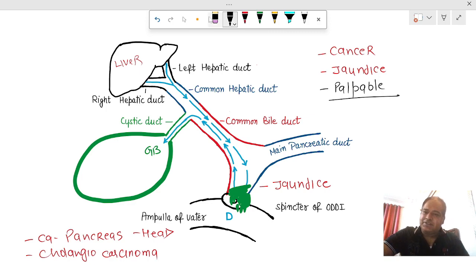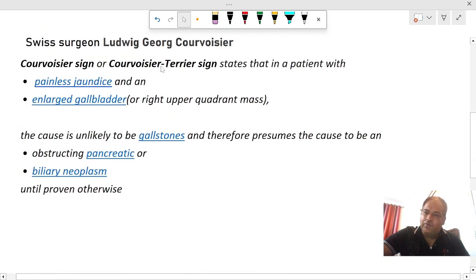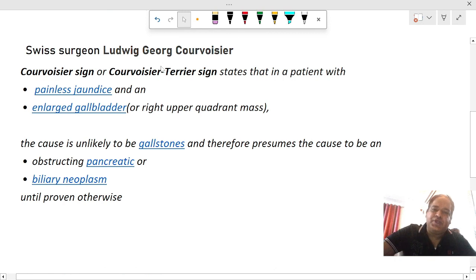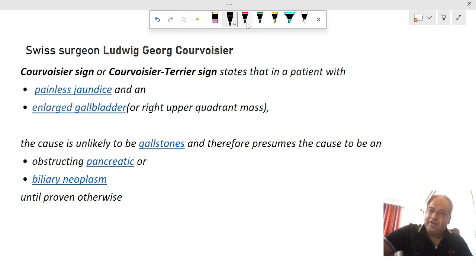Right? Now let us see what the Courvoisier-Terrier sign has to say, given by Swiss surgeon Ludwig Georg Courvoisier. So it says that if there is a patient who has got painless jaundice and an enlarged gallbladder, big gallbladder, dilated gallbladder, the cause will not be gallstones.